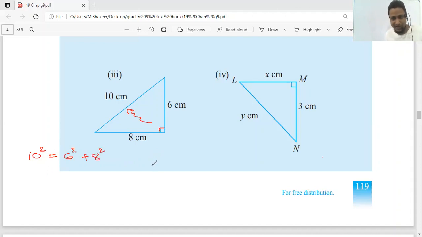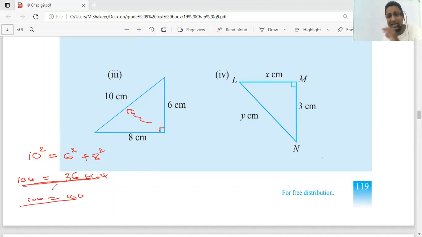If you want, you can simplify it, but they didn't say simplify. They asked only to write the relationship. You can understand 10 into 10 comes 100. 6 into 6 comes 36. 8 into 8 comes 64. 64 and 36 is equal to 100. Correct? So both sides are 100. So no need to do these things, because we don't need to show 100 is equal to 100. They ask you to write the relationship. That's all, finished. This is the answer.